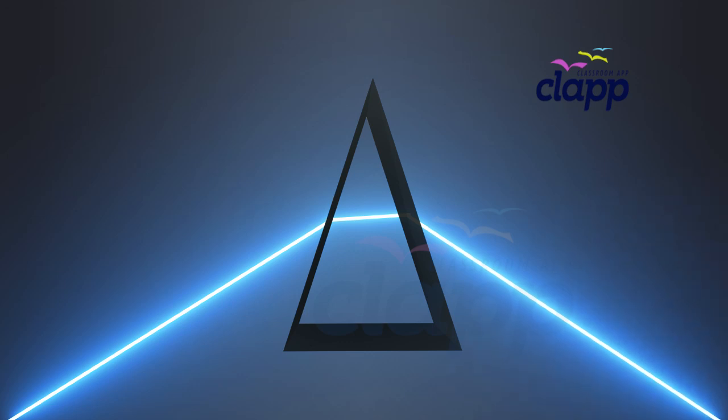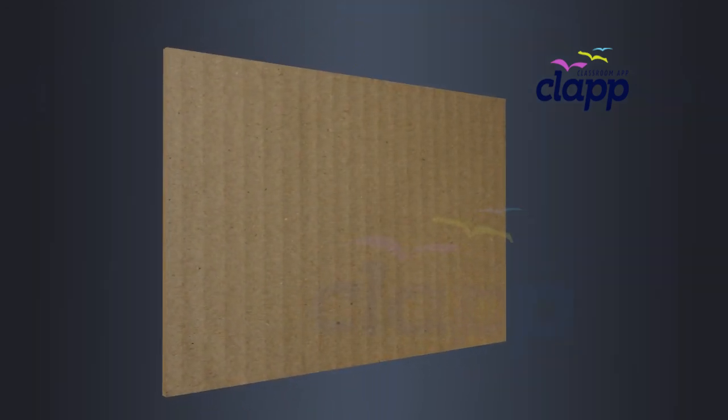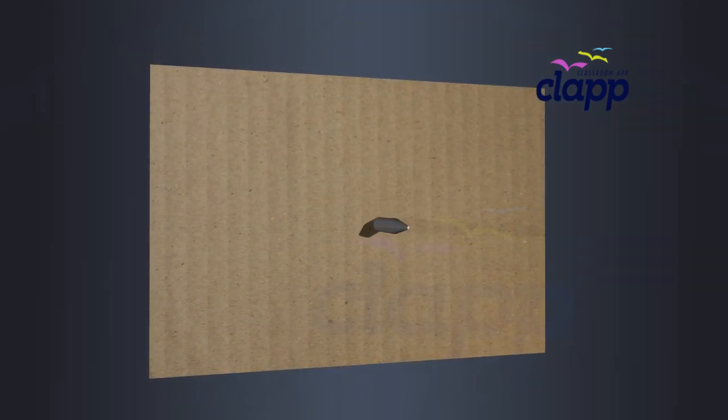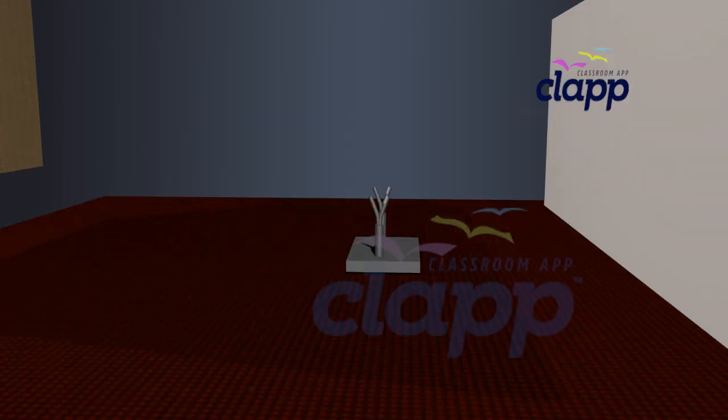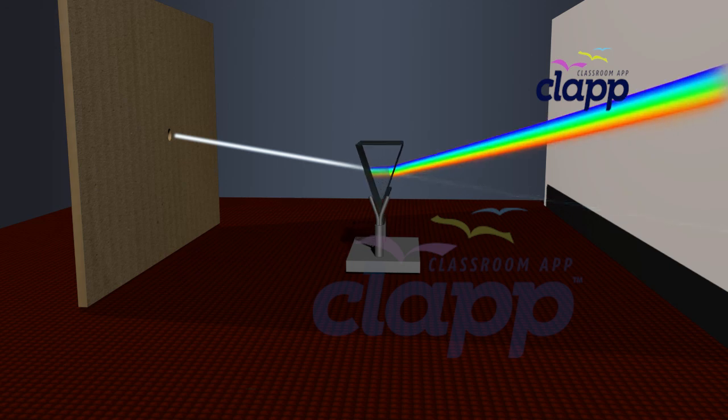Let us find it out through an activity. Take a thick sheet of cardboard and make a small hole or narrow slit in its middle. Allow sunlight to fall on the narrow slit. This gives a narrow beam of white light. Now, take a glass prism and allow the light from the slit to fall on one of its faces. Turn the prism slowly until the light that comes out of it appears on a nearby screen.